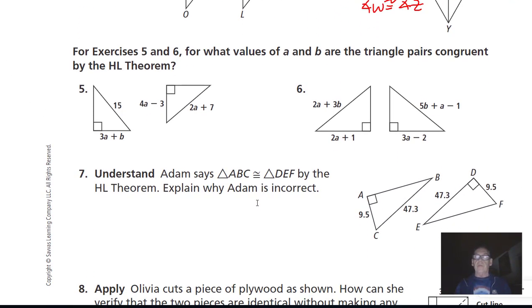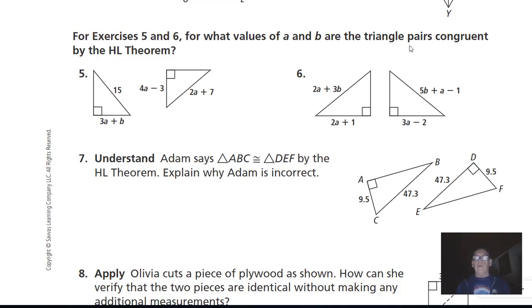Okay, let's look at number 6. For what values are the triangle pairs congruent by the hypotenuse leg theorem? So let's see. For what values of A and B are the triangle pairs congruent? To use hypotenuse leg, the hypotenuse and the legs need to be congruent. So that means that these two need to be congruent and these two need to be congruent. So we can figure out what A is by setting these equal to each other, because to use hypotenuse leg, this leg has to be congruent, and these two hypotenuses need to be congruent.